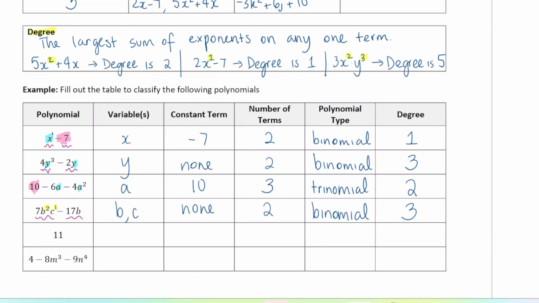All right. Next one, variables. There are none in this one. There is one constant term. There's just one term actually, so it's a monomial. And if there's no exponent at all, there are no variables, then the degree is 0. Okay, and last one here, the variables are 2, m and n, and there is a constant term, it's 4. There are 3 terms altogether, which makes it a trinomial. And the highest or largest exponent is 4 in a single term. All right.